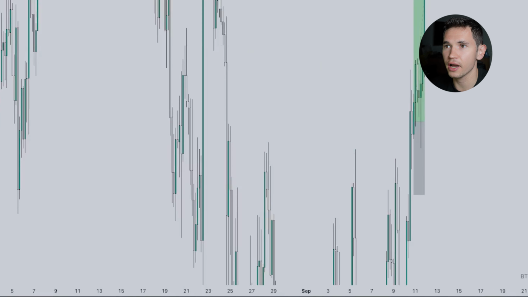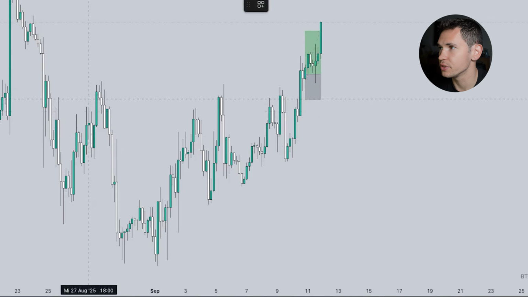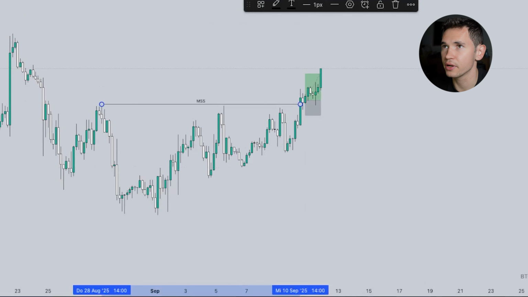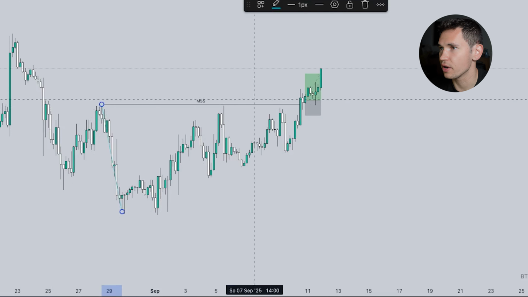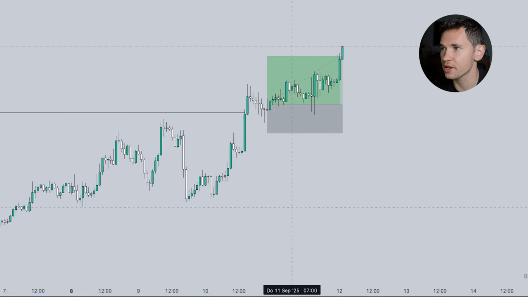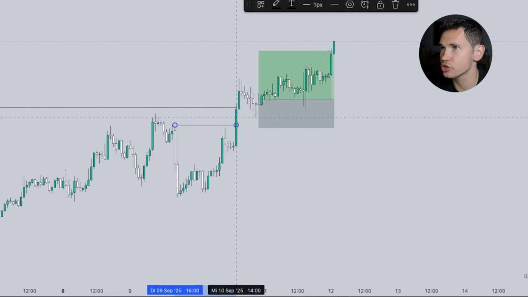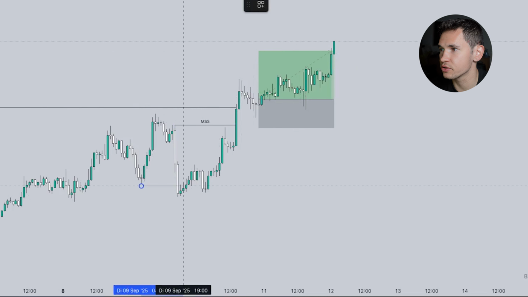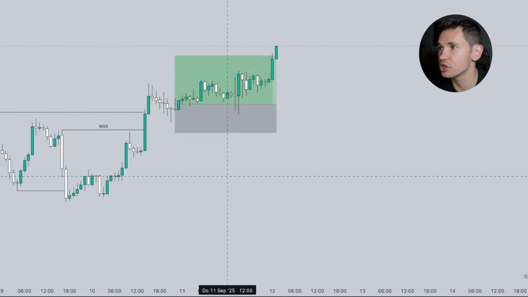So let's go on the hour 4. As you can see, we switched structure on the hour 4 because we had this leg to the downside, and right here we switched structure. So hour 4 is bullish. Hour 1, as you can see, this was the structure break. Hour 1 also was bullish. We had a little fake break right here, as you can see. Then we switched structure back to bullish again. So hour 4 is bullish and hour 1 is bullish.